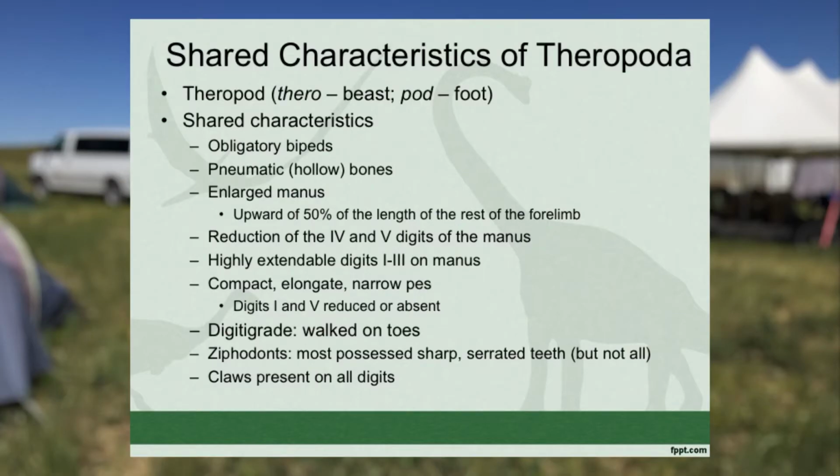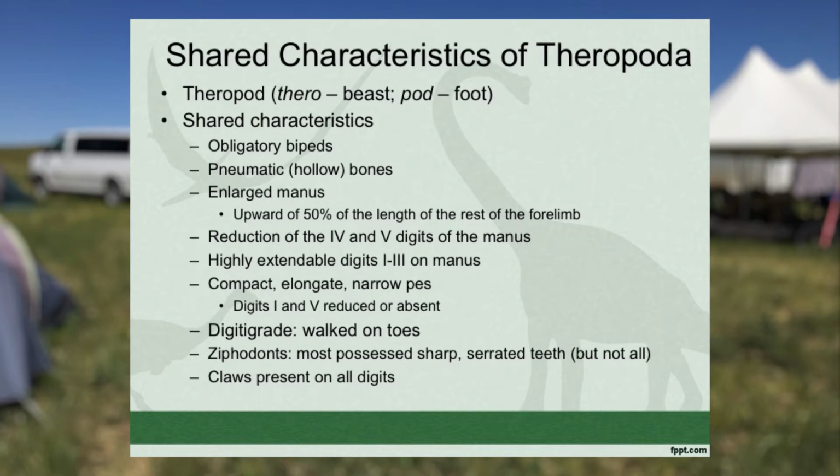Compact, elongate, narrow pes. What's the pes? The foot, and then once again, digits 1 and 5 reduced or absent. And they're digitigrade. Do you know what digitigrade means? Walked on toes, so they were up off the balls of their feet, which is also different than sauropods. So if you see tracks, a lot of times you're going to see toe prints.